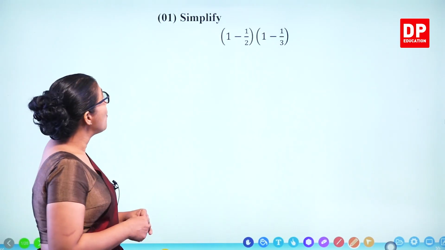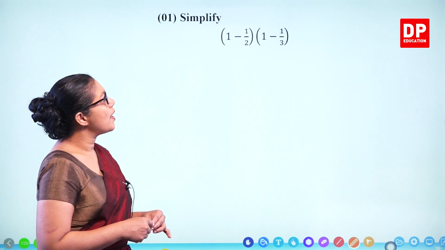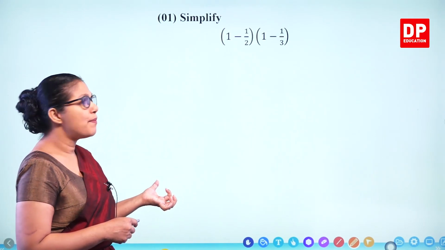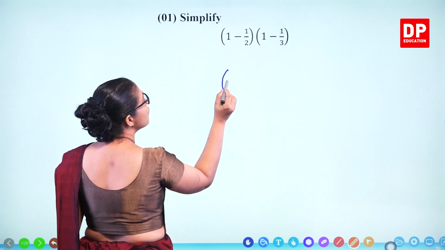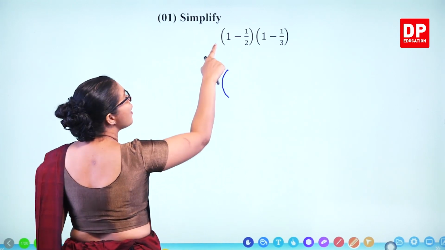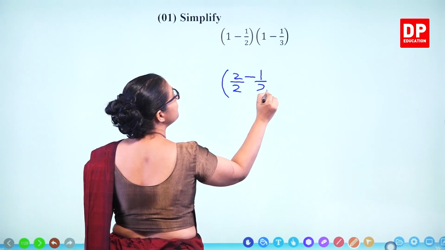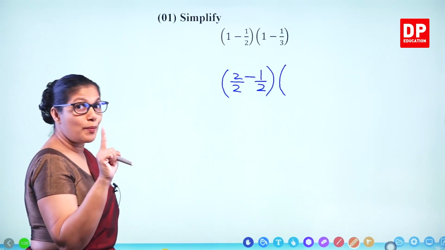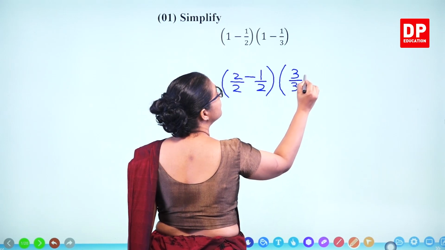Let's take question number 1. Simplify (1 minus 1/2) and (1 minus 1/3). Brackets are there, which means you have to simplify inside the brackets first. So 1 minus half. How do you write 1? I can write 1 as 2 over 2. And here, the denominator is 3, so I can write 1 as 3 over 3.